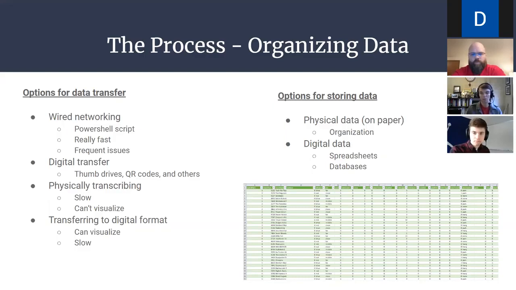So we're going to go over some of the options for data transfer first. So what we use is a wired networking. And so we run a PowerShell script, and it basically just really fast pulls all of the data from all of the tablets through networking wires through a network switch, and then it goes into the laptop. And so that goes really fast, and it can pull it into our database. We use Access as a database generally. And so we have a button built into Access.